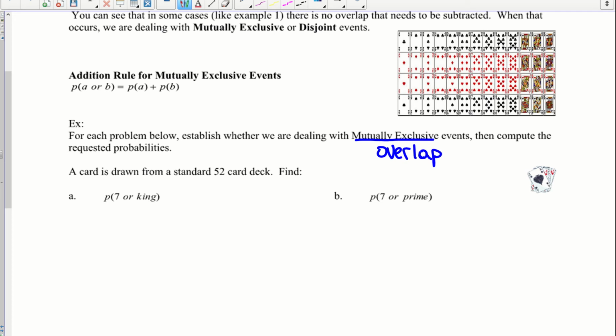All right. So I just look at my sample space and I would ask myself, all right, do I have any sevens that are also kings? I do not.